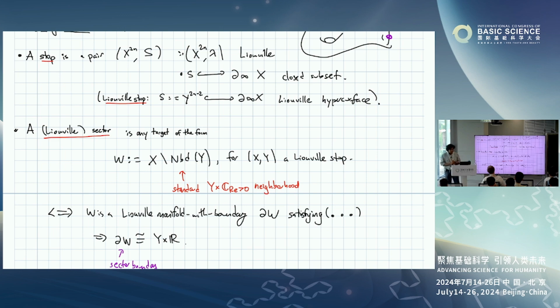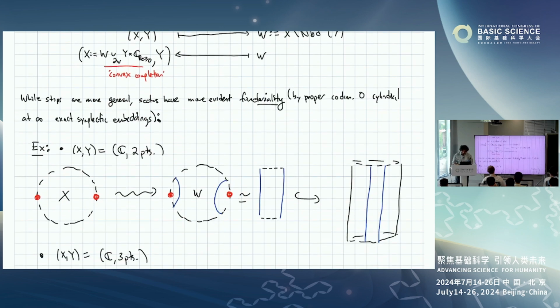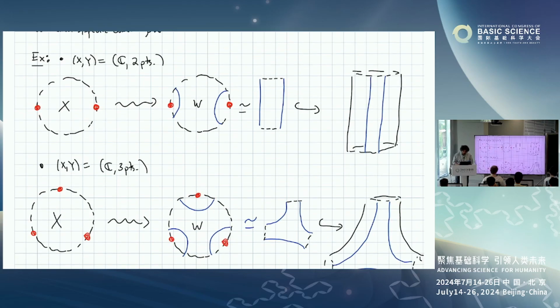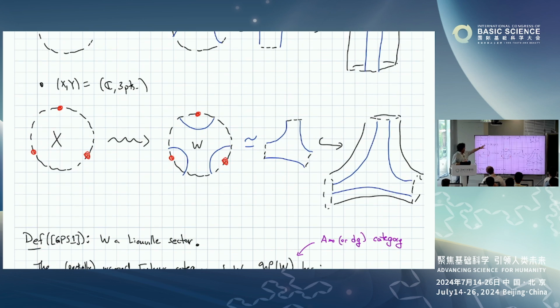I'll draw some pictures of this to give an idea for what this is. Let me just go right here and do that. So, for example, I'll just focus on one of these two examples. If I start with this example on the bottom, I take the Liouville pair C with 3 points at infinity. The way I should get the associated sector is I should cut out these half-plane neighborhoods of the 3 points, and what's left is this blue region here, which I can draw in this way. Okay.